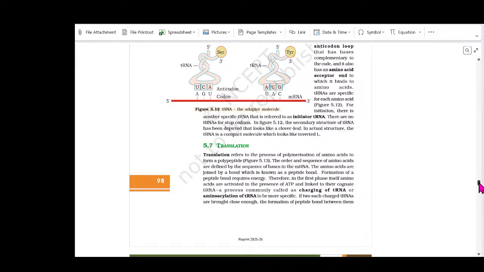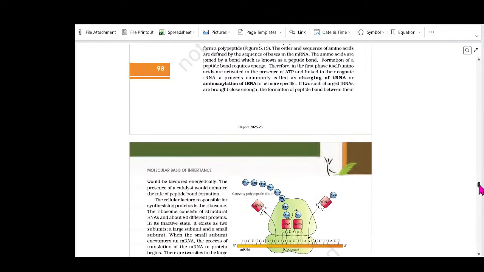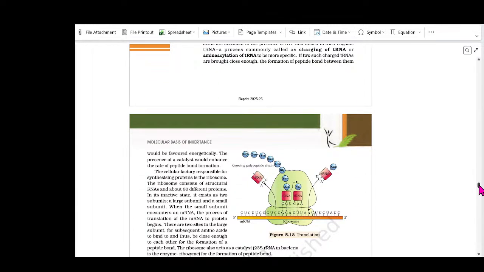If two such charged tRNAs are brought close enough, the formation of a peptide bond between them would be favored energetically. The presence of a catalyst would enhance the rate of peptide bond formation. The cellular factory responsible for synthesizing proteins is the ribosome. The ribosome consists of structural RNAs and about 80 different proteins in its active state. It exists as two subunits, a large subunit and a small subunit. When the small subunit encounters a messenger RNA, the process of translation of the messenger RNA to protein begins.